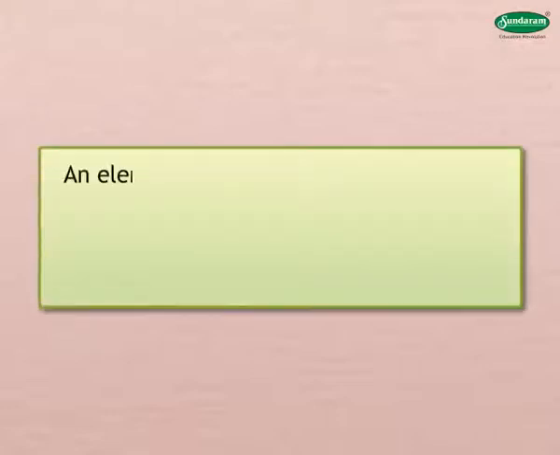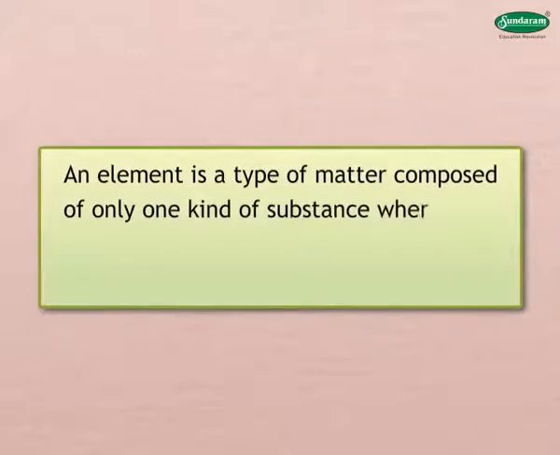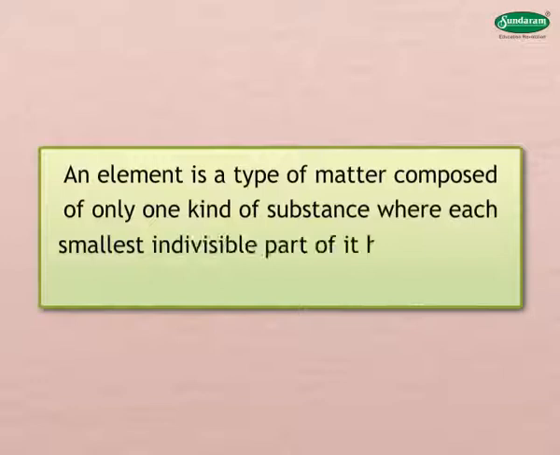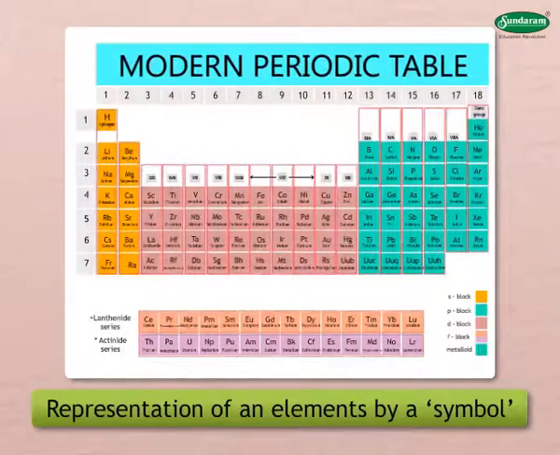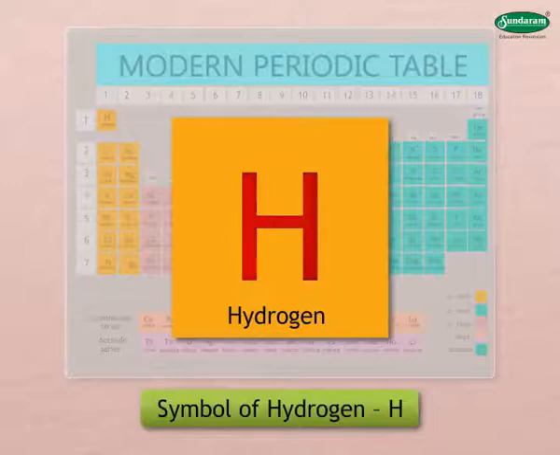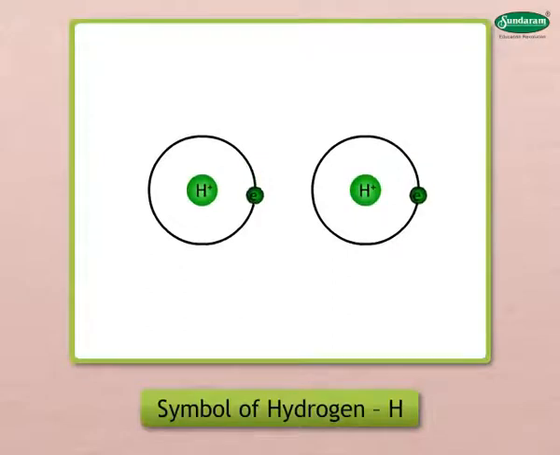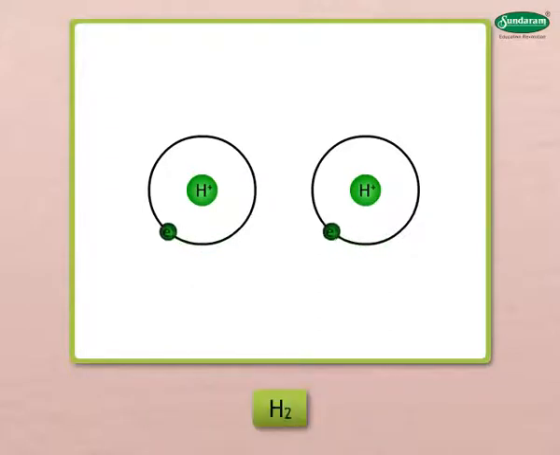Elements. An element is a type of matter composed of only one kind of substance where each smallest indivisible part of it has the same properties. An element cannot be further subdivided into simpler substances by any physical or chemical means. An element can be represented by using a symbol. You already know that the symbol of hydrogen is H. The molecule of hydrogen consists of two hydrogen atoms. Hence, the molecular formula of hydrogen is written as H2.